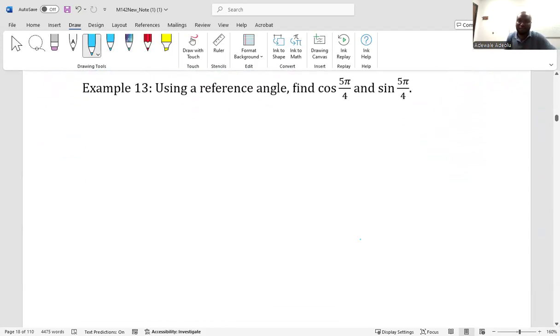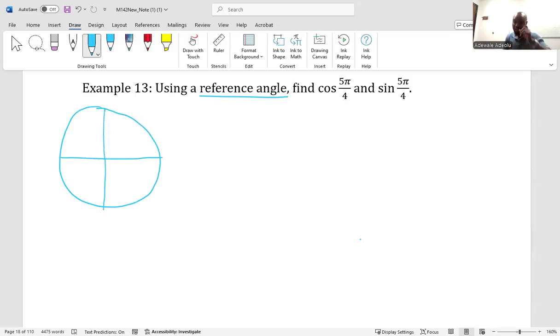Let us also consider this example. Using a reference angle, we have to use the reference angle strategy. Find cosine of 5 pi over 4 and sine of 5 pi over 4. This is not in degrees. You can convert it to degrees, but not necessary. There is a way you can think about this. Let's have, again, the unit circle. Remember, 5 of what? Pi over 4.